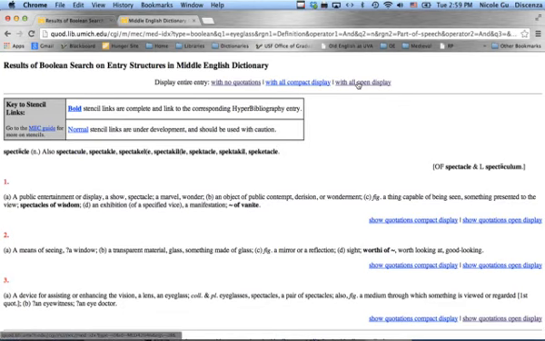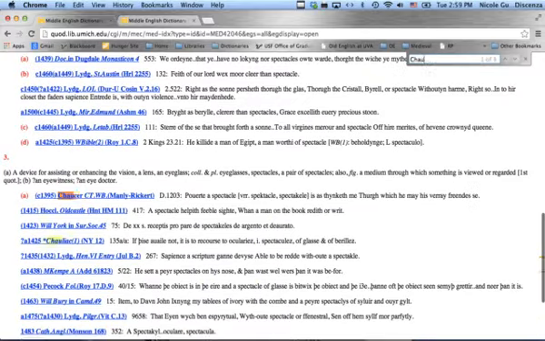That's a good word. Let's see if Chaucer used it. Yes! In fact, he even used it in the sense of a device for assisting or enhancing the vision. A lens and eyeglass. And he used it in the Wife of Bath's Tale. So that is a Chaucerian word. But you won't find it in the glossary to many editions because spectacles is a modern English word, even if many of us in the States don't use it.